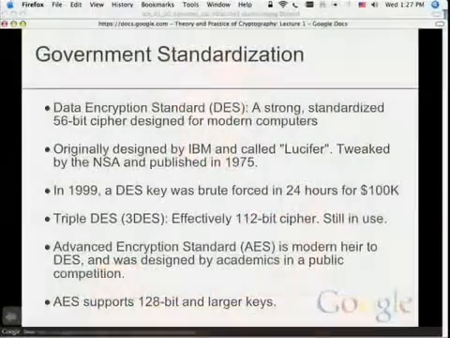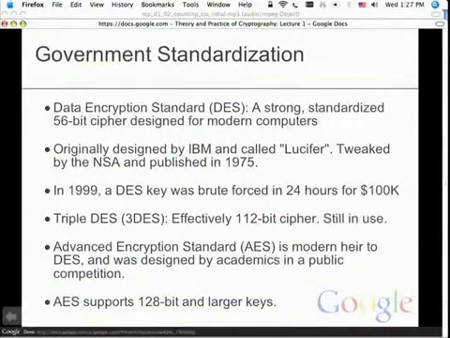So I mentioned standardization. I'm going to talk about this for one slide so you know what's out there. One of the big developments was the Data Encryption Standard. This is a cipher, just like the previous ones we've been talking about, but it's strong. It's been designed to be computed on modern computers and be resistant to modern computers. It was originally designed by IBM. The NSA went out and solicited people to design ciphers, and IBM came up with this one called Lucifer. The NSA tweaked it a bit and then gave it back and said, okay, this is DES. And so people were very suspicious about this.